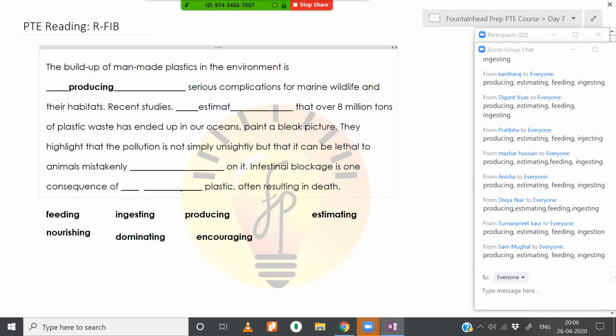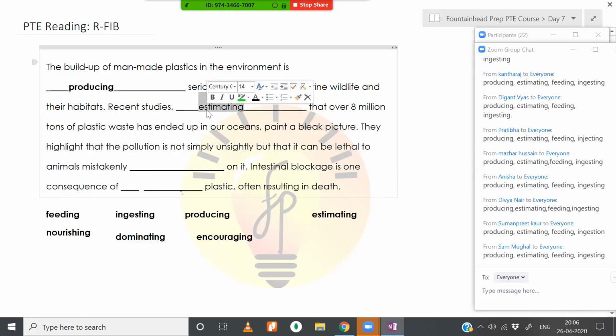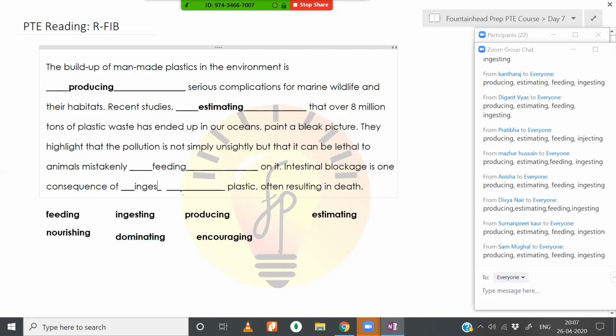So estimating is correct. Recent studies estimating that over 8 million tons of plastic waste has ended up in our oceans paint a bleak picture. They highlight that the pollution is not simply unsightly, but that it can be lethal to animals mistakenly feeding on it. Intestinal blockage is one consequence of ingesting plastic.